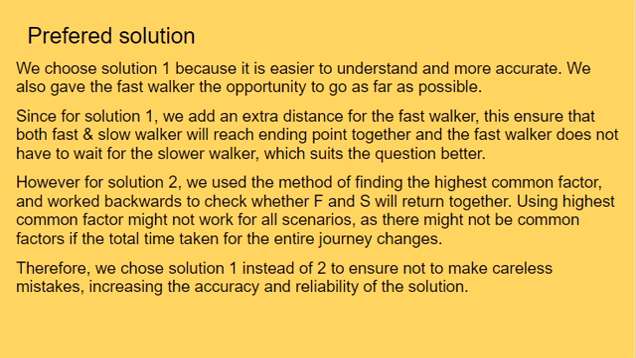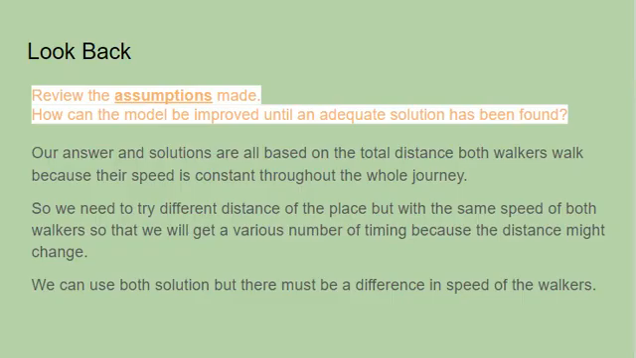Using the highest common factor, if the total time taken for the entire journey changes, the result changes too. Therefore we chose solution 1 instead of 2 to avoid careless mistakes, increasing the accuracy and reliability of the solution. So our answer and solutions are based on the total distance both walkers walk because their speed is constant throughout the whole journey. So we need to try different distances of the place but with the same speed of both walkers so that we will get various timings because the distance might change. We can use both solutions but there must be a difference in speed of the walkers.